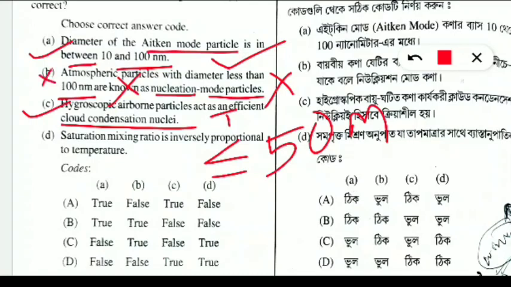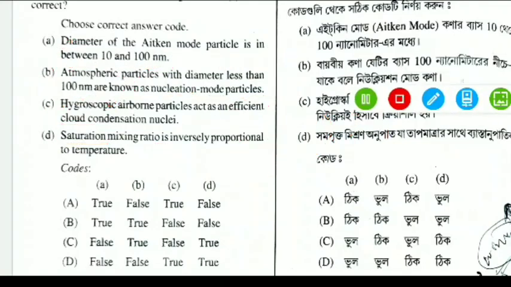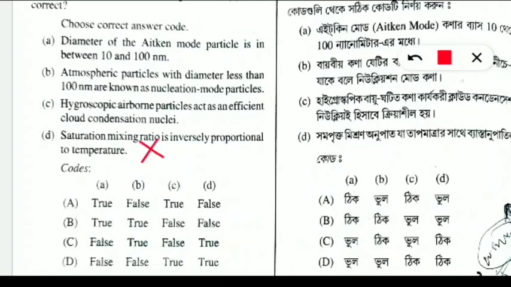The last statement reads, saturation mixing ratio is inversely proportional to temperature. So I'll clear all this. This statement is also incorrect, because saturation mixing ratio is directly proportional to the temperature. So when the temperature increases, saturation mixing ratio increases and vice versa. So here which option will be correct? Option number A will be correct. True, false, true, false. First statement true, next incorrect, then true, then also incorrect.